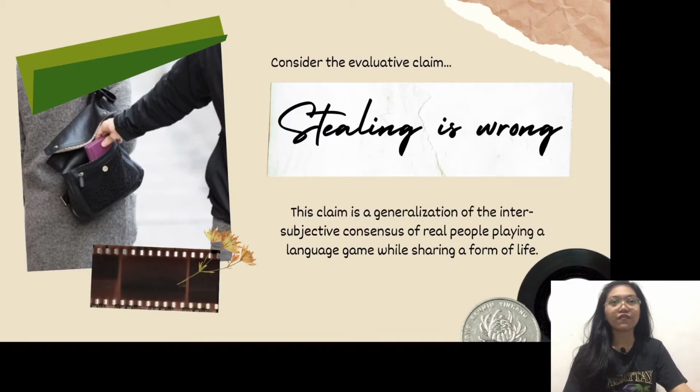Consider the evaluative claim, stealing is wrong. This claim is a generalization of the intersubjective consensus of real people playing a language game while sharing a form of life. Let's say we, the people living in our society, we all agree that stealing is something that is not right because since then we are taught that taking something from other people without that person's permission or consent is wrong. And so if we saw someone stealing, all of us will automatically agree that what this person is doing is not right.